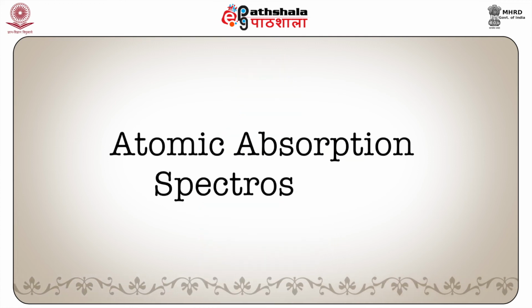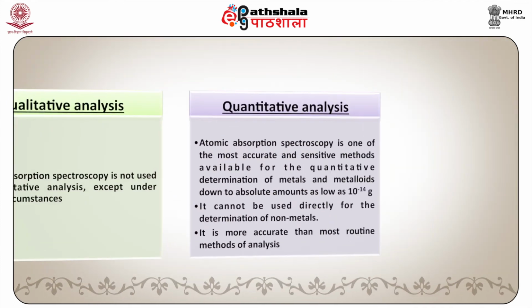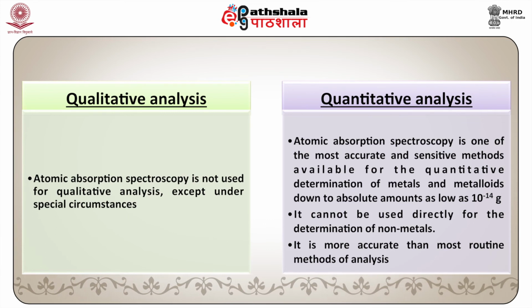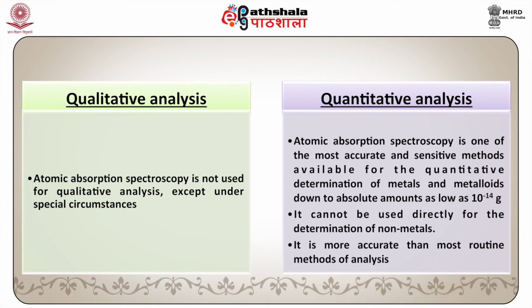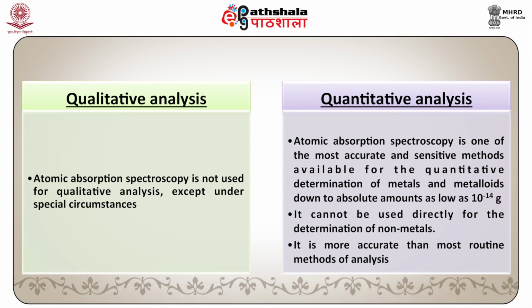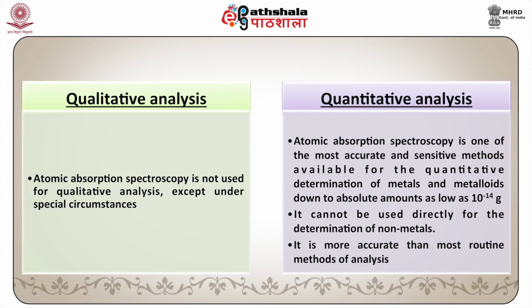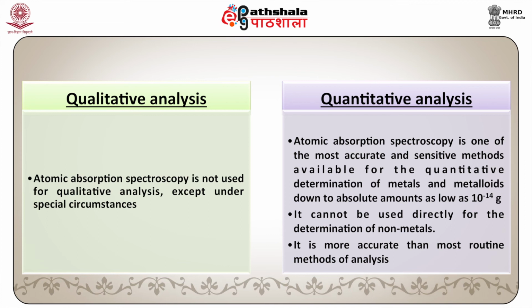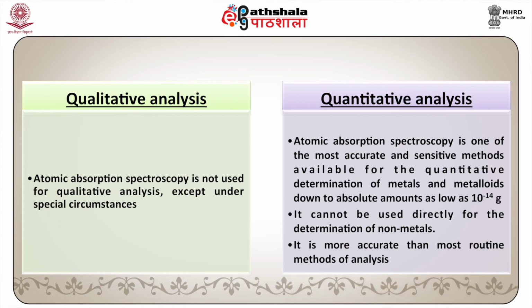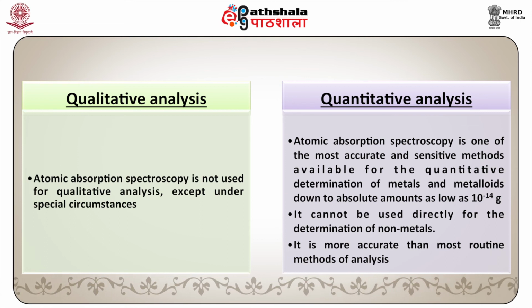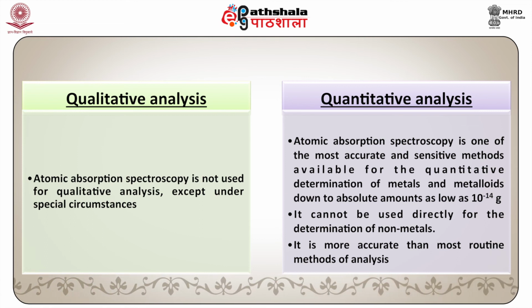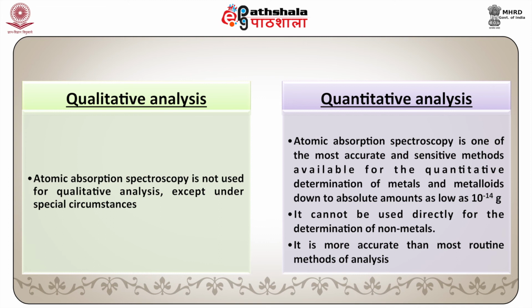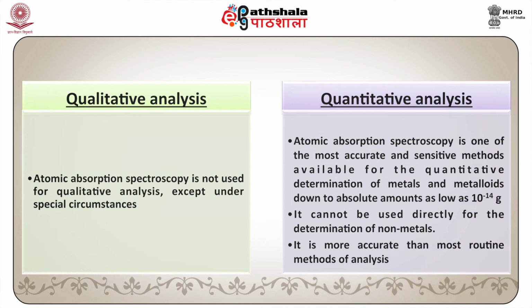Next is atomic absorption spectroscopy. Qualitative analysis. Atomic absorption spectroscopy is not used for qualitative analysis except under special circumstances. Quantitative analysis. Atomic absorption spectroscopy is one of the most accurate and sensitive methods available for the quantitative determination of metals and metalloids, down to absolute amounts as low as 10 to the power minus 14 grams. It cannot be used directly for the determination of non-metals. It is more accurate than most routine methods of analysis.